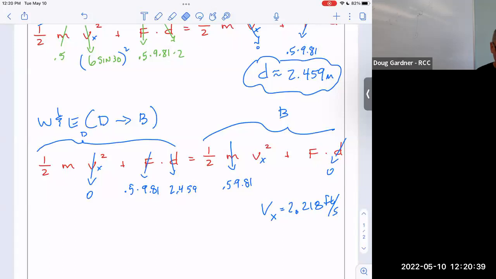So let's see. I typed on the left side 0.5 times 9.81. I'm just looking back to see what I typed. 0.5 times 9.81 times 2.459. That's right. Then I multiplied both sides by 2 to get rid of the 1/2. Then I divided both sides by 0.5. Then I divided by 9.81. I got 4.9. Took the square root. I don't see that I typed anything in wrong, but my answer just doesn't seem right to me.